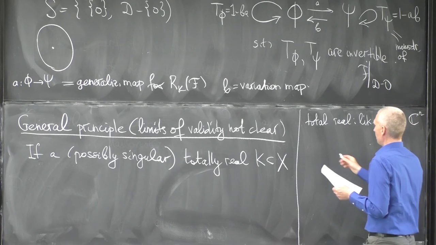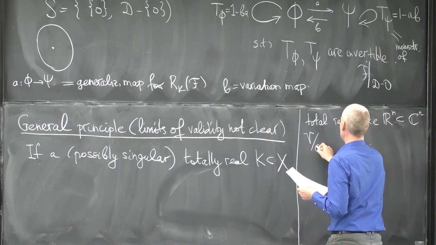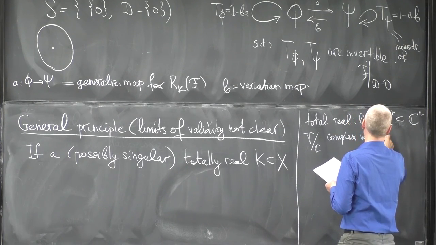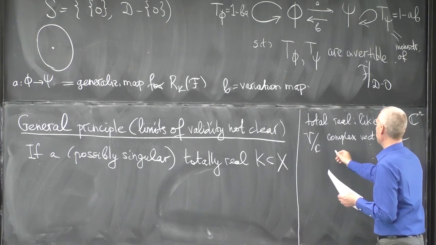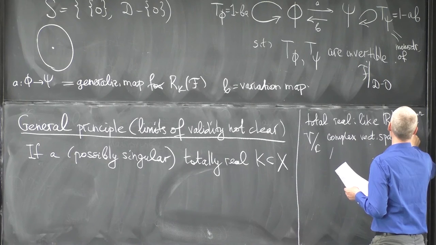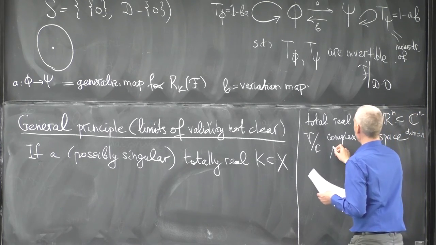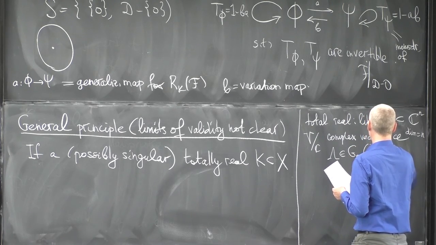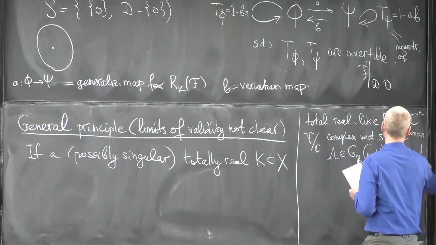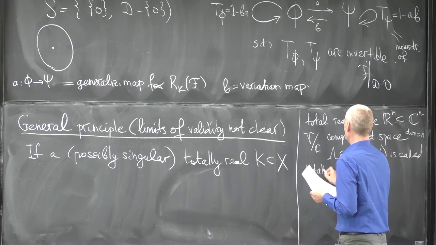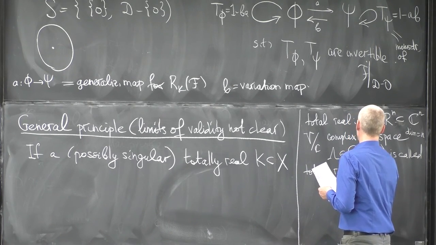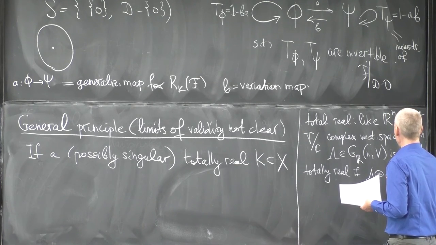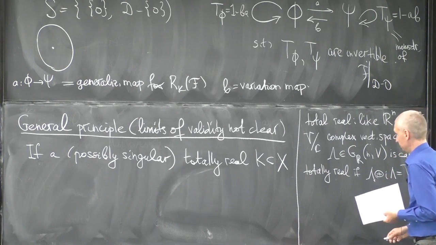Or better said, suppose V is a complex vector space. So a subspace lambda of dimension n, lambda in the real Grassmann variety of n-dimensional subspaces of V, is called totally real if lambda doesn't meet its i-multiple, or let me say lambda plus i lambda is equal to V.